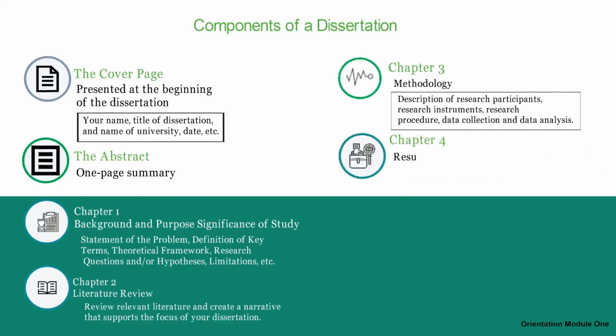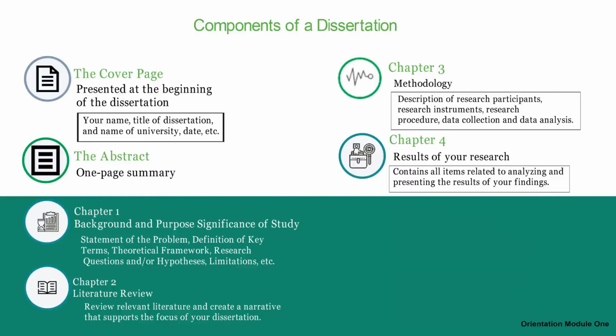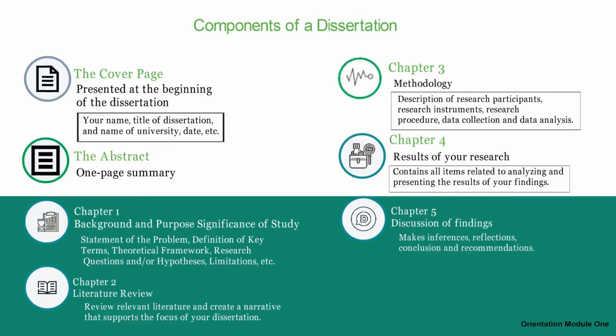Chapter 4 reports the results of your research and is usually called the Analysis of Results chapter. It contains all items related to analyzing and presenting the results of your findings. Here you will create tables and graphs, summarize and report the data, create themes and patterns, apply statistical analysis, and use statistical packages or other applications where applicable. Chapter 5 discusses results and findings of your study, makes inferences, reflections, conclusion, and recommendations.